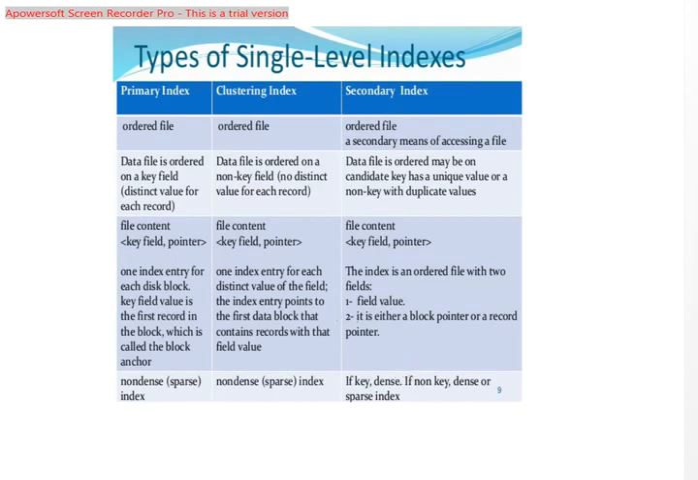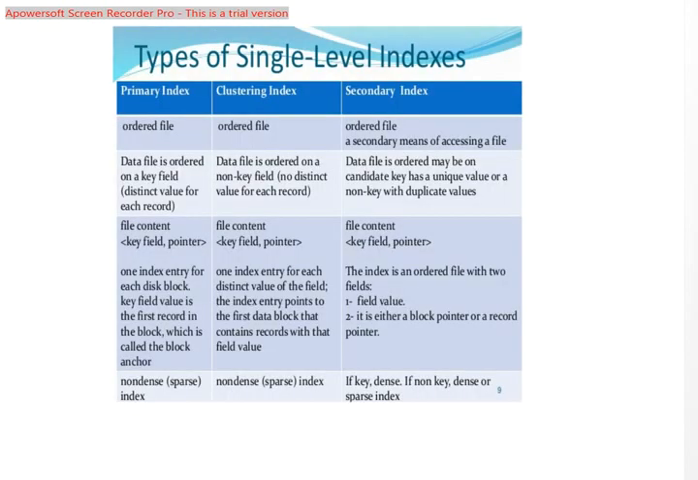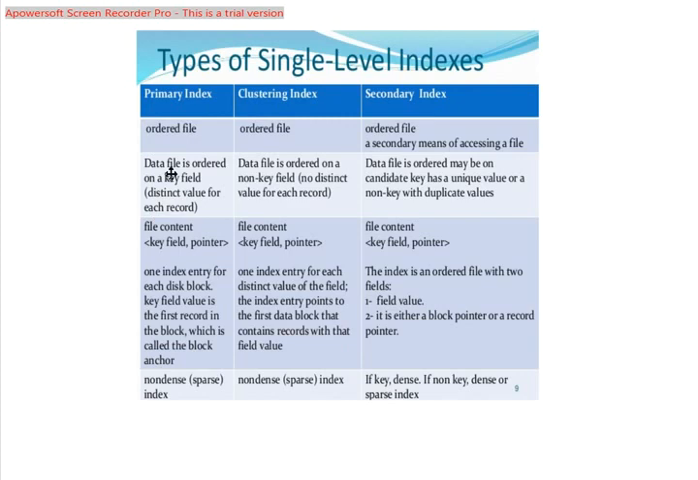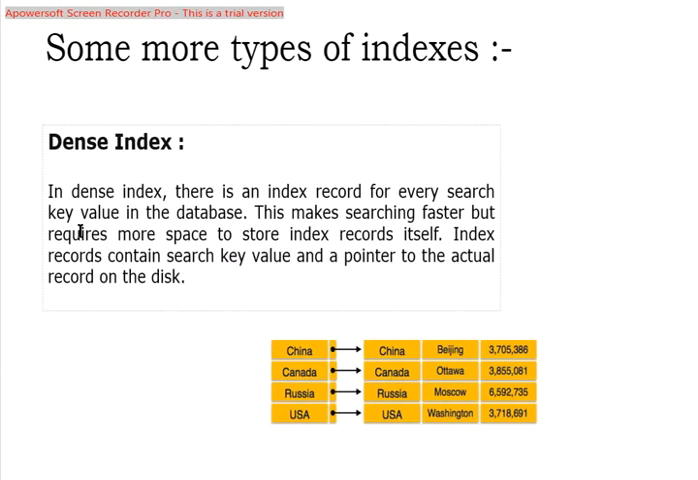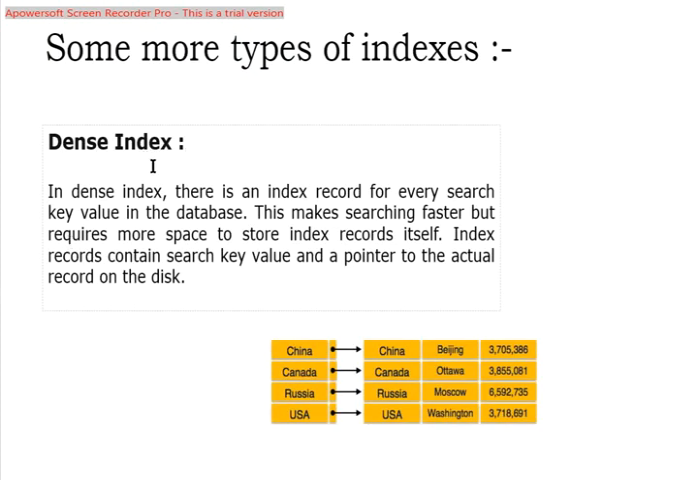Moving further, on the next topic, there are some more types of indexes which I want to discuss. As we saw in the last comparison, there are three types of indexes, and we just learned the comparison between them. Now here came a word: non-dense index, and if key, dense index; if non-key, dense or sparse index. So what is a dense index? In a dense index, there is an index record for every search key value in the database.